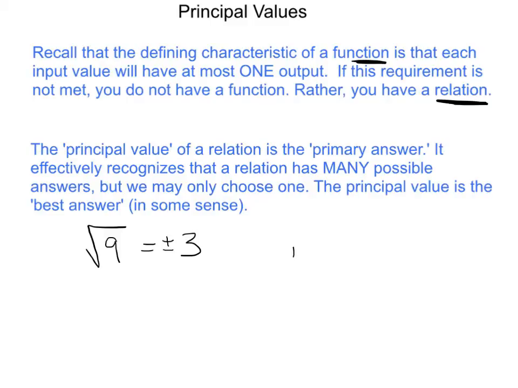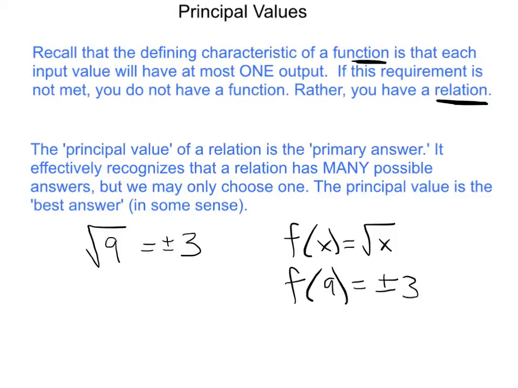Imagine if I said the function f of x is the square root of x, and then someone asked, what's f of 9? And they tried to say it's plus or minus 3. What I'm saying here, strictly speaking, isn't quite correct, but I hope you're seeing that there's an issue. This isn't a function, because when I plug 9 into the square root, it's trying to give me back two things. And so effectively, the principal value of the square root function is the positive number.